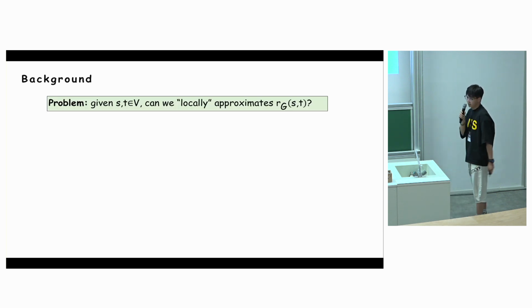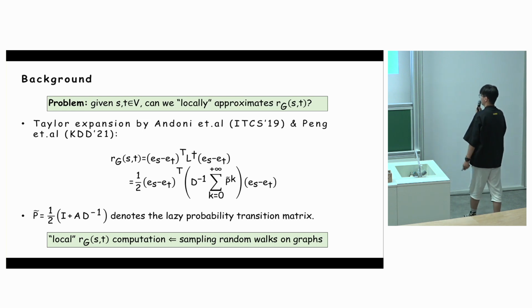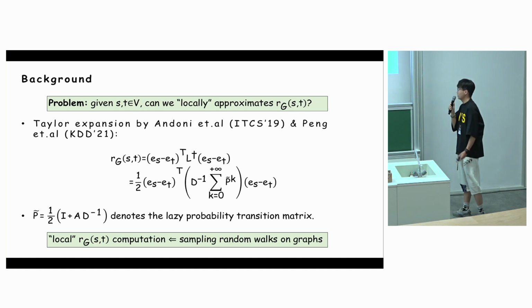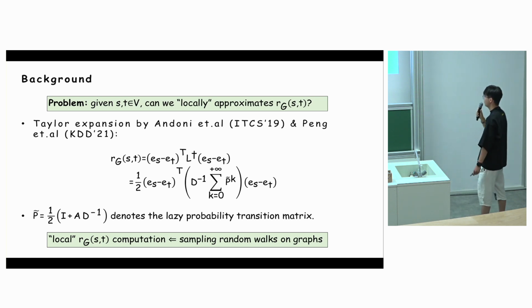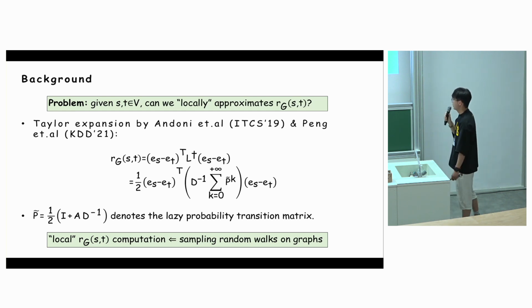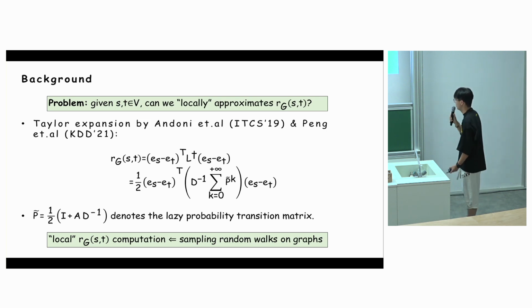The problem now is that given the two nodes s and t, can we locally approximate the s-t effective resistance? In this work, we follow the previous results by the ITCS 2019 paper and the KDD 2021 paper, which represent the Laplacian pseudo-inverse by the Taylor expansion on the lazy probability transition matrix, where we denote P equals 1/2 times the identity matrix plus A D^{-1} as the lazy probability transition matrix. Based on this representation, we can simply run random walks on graphs to locally approximate the s-t effective resistance.